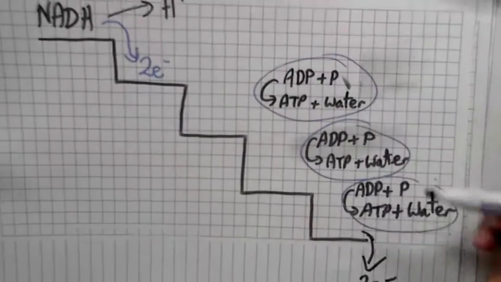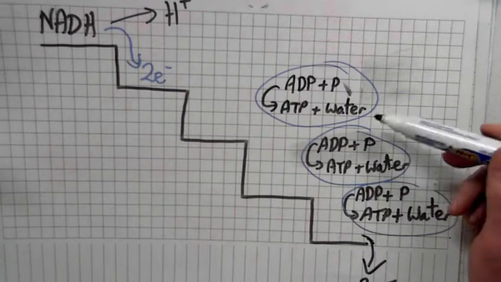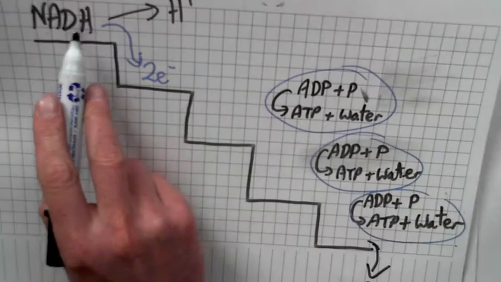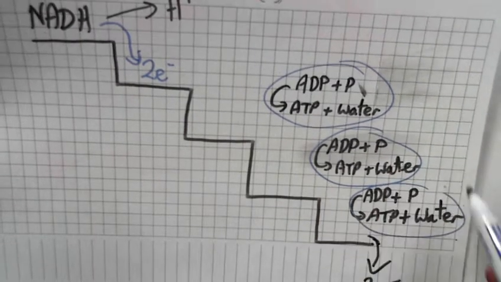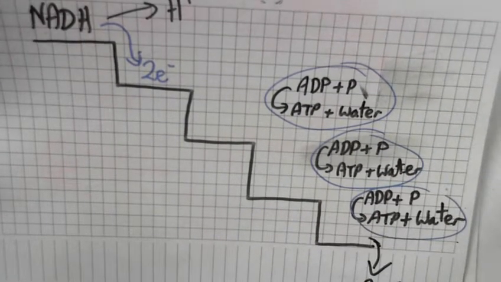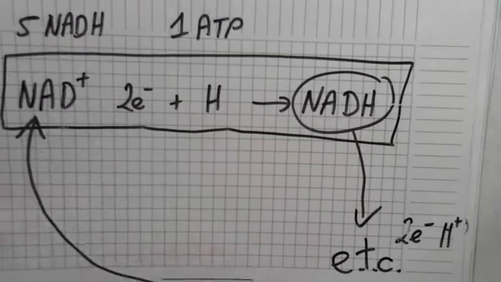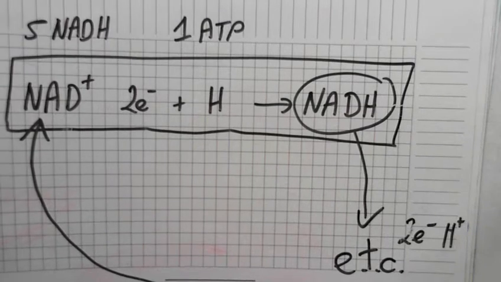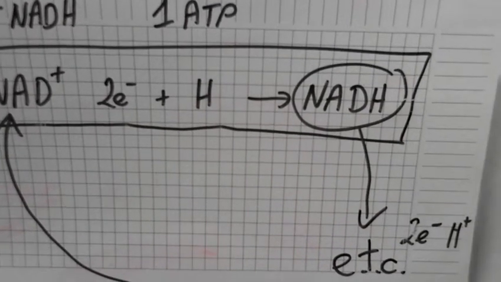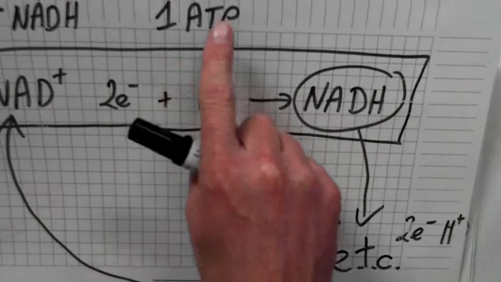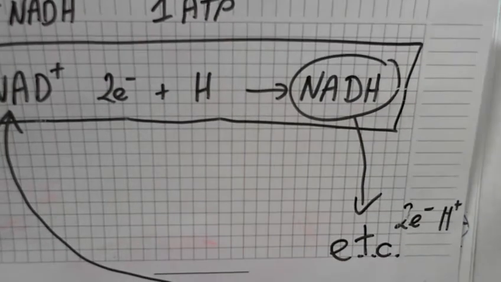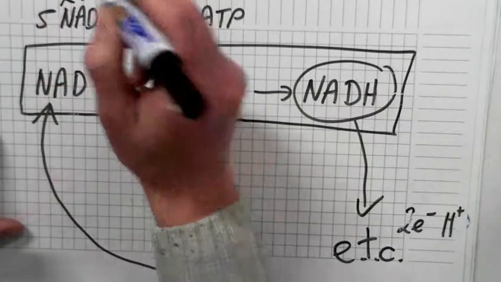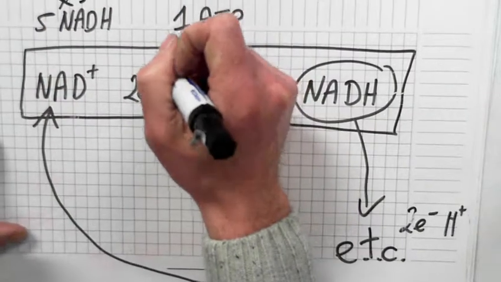Remember, the purpose of the electron transport chain is to produce vast quantities of ATP. So for every 1 NADH produced, how many ATP does it produce? 3. And how many NADH did we say was heading for the electron transport chain? 5. So 5 times 3 is 15. And remember, we had the 1 ATP. So from the Krebs cycle onwards, you have 5 times 3, that's 15 ATP plus 1, 16 ATP produced.